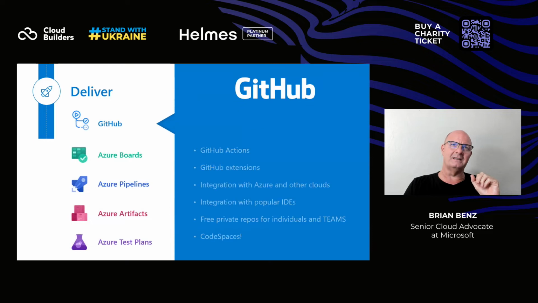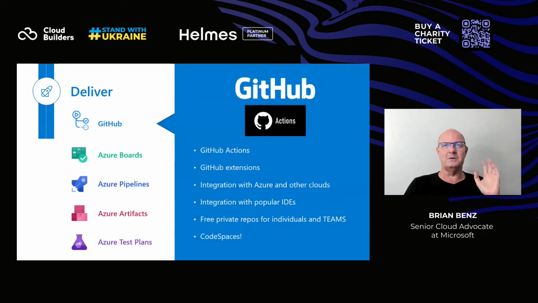So we have GitHub Actions. We have Azure Boards, which is like Kanban boards. We also have Azure Pipelines, which is a full DevOps, multi-stage, multi-environment deployment environment that you can use for building and deploying. And then we have Azure Artifacts and Azure Test Plans.